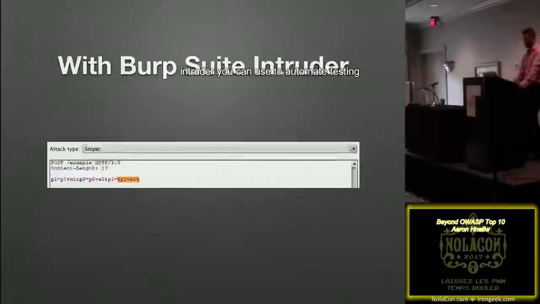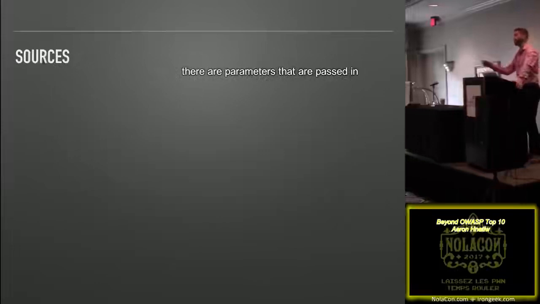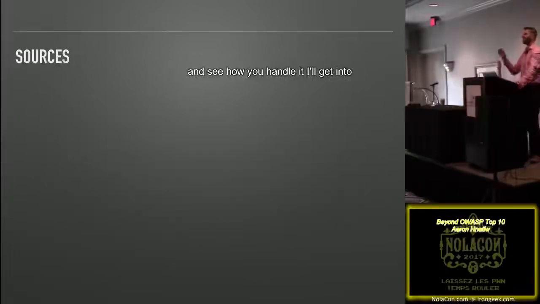Burp Suite Intruder you can use to automate testing a bunch of results. So you can pass in a fuzzing list, you can pass in SQL injection, things like that through the second parameter and see where it shows up. I'll get to defenses later on, but basically you can look in your source code for instances where there are parameters that are passed in and see how you handle it. I'll get into more detail later.